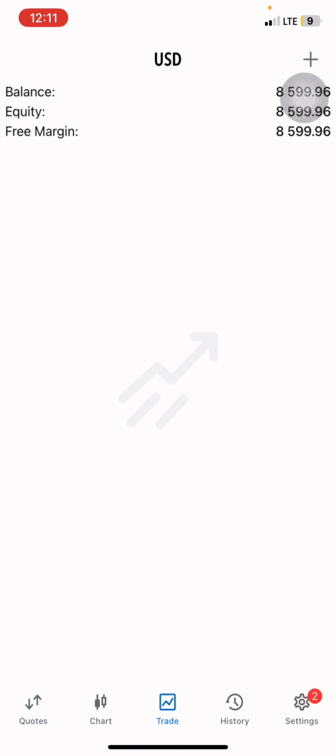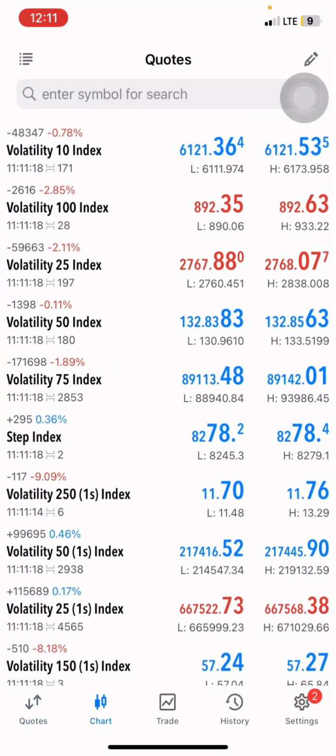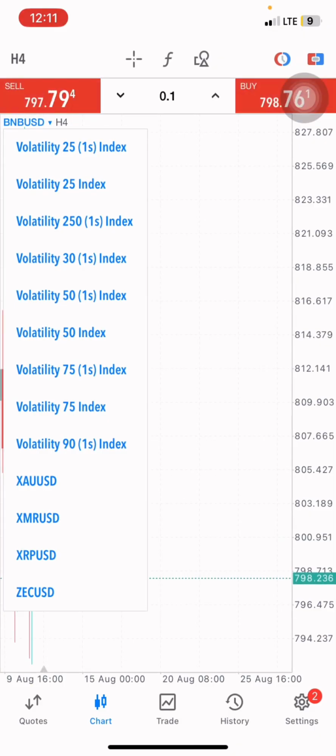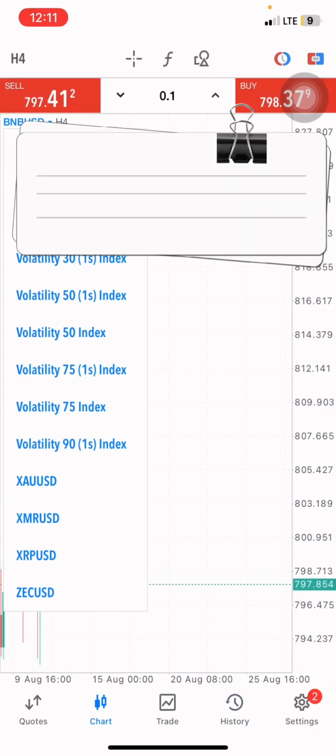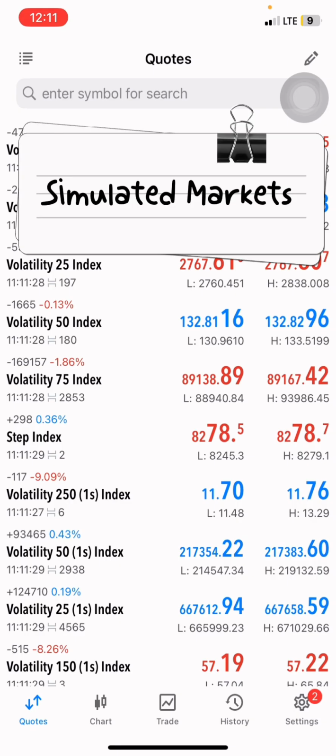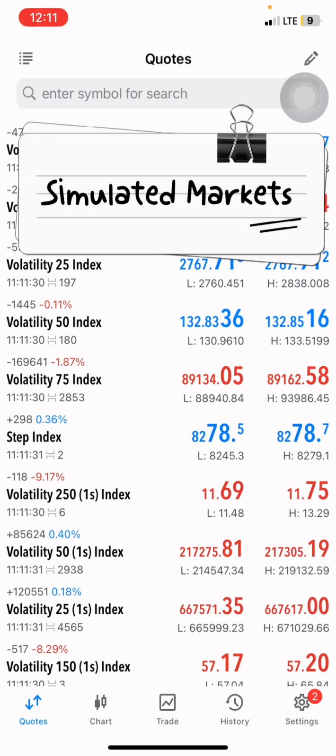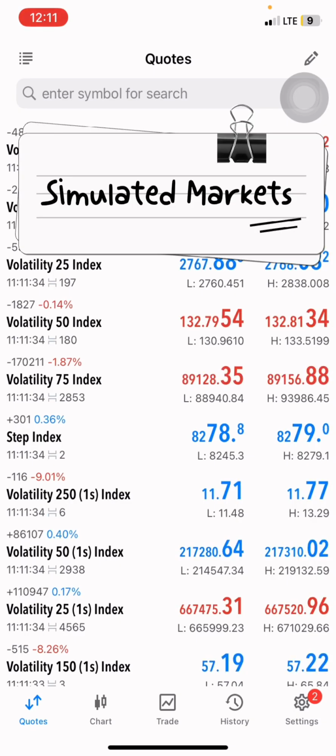So on this very day, we'll be demystifying volatility indices. Okay, so now let me start with the explanation. So what exactly are these volatility indices? Volatility indices are basically simulated markets. They are there to just copy the original forex market. That's what they are doing.